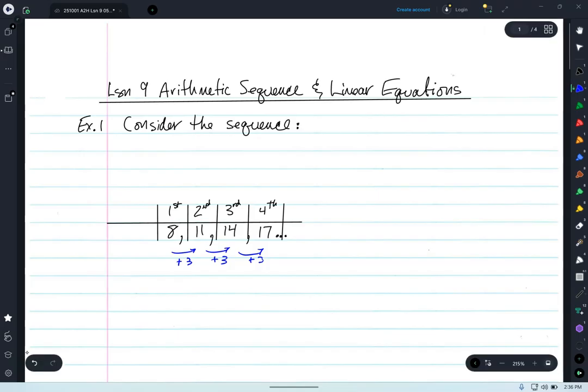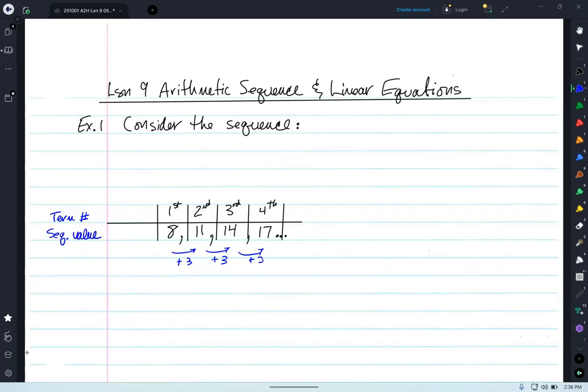And actually, let's make a note so that we're clear. On the top here, we were notating term number, and on the bottom, we were notating our sequence value, right? So it was the value of the sequence and the term number. Okay, so we're going to leave it like this for now.